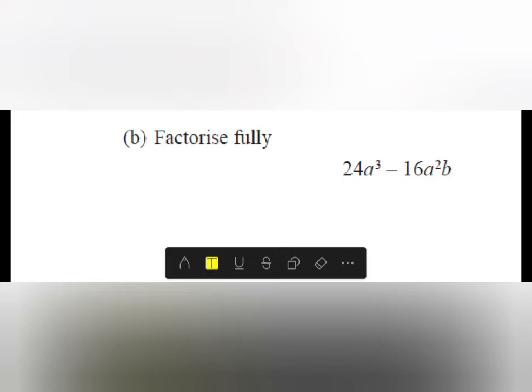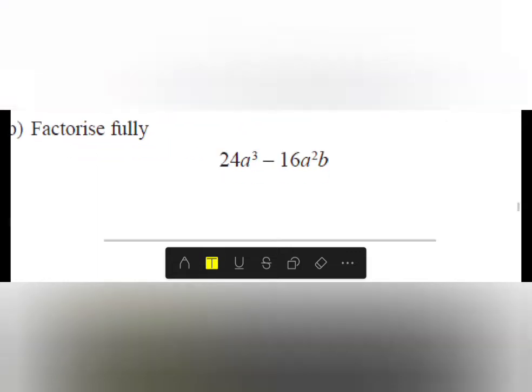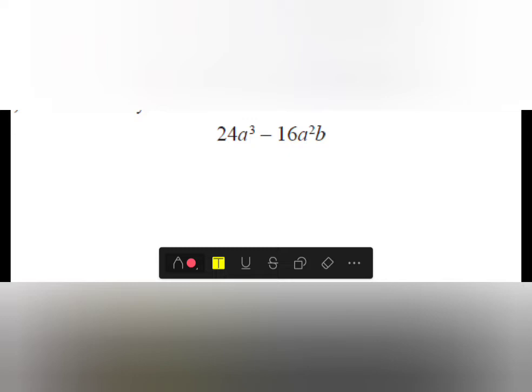Question B, factorize fully. Now, as we said before, if we have factorizing and we have what we call common factors, so we have to open up all the terms or the parts of these expressions. Here we have 24a power of 3. So when we open up together, we open the numbers to their prime factors. So 24 is what multiplied by what?